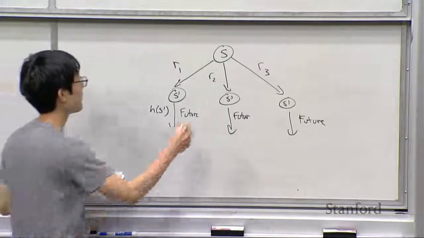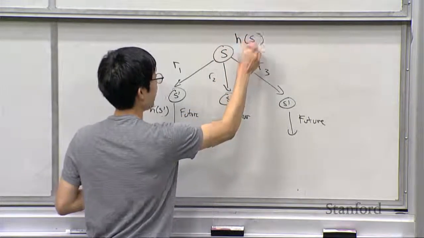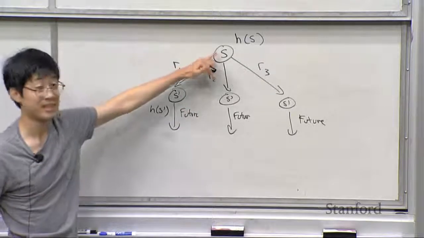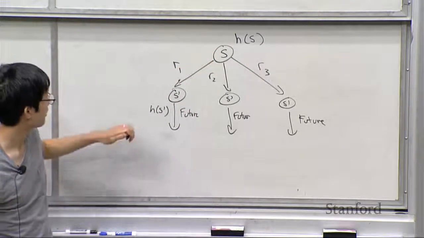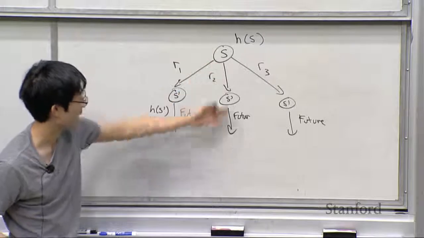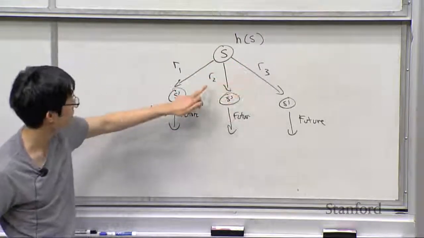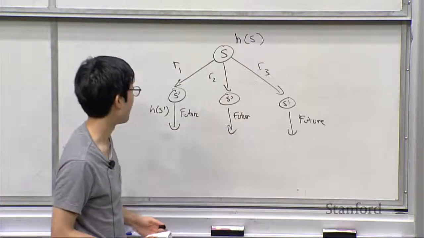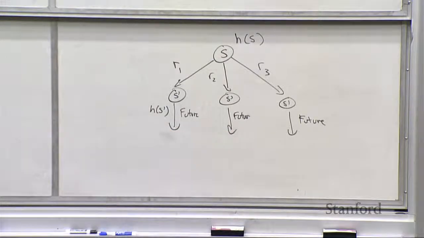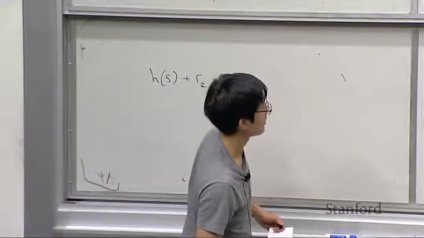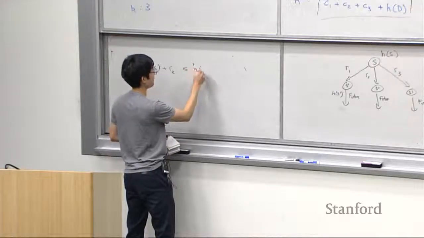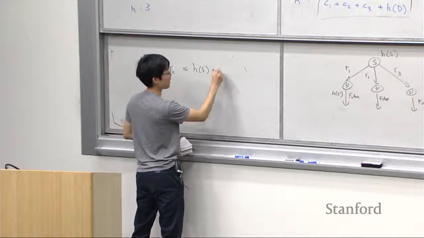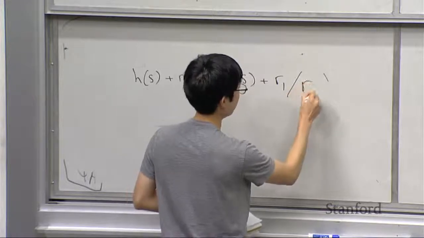So what we know is that h of S, the future cost at this node, is equal to, let's say this is the optimal path right here, then h of S is equal to R2 plus the future cost, right? Which means that h of S is less than or equal to R2 plus the future cost, and less than or equal to any of the other options. So h of S is less than R1 or R3 plus their future costs, right?